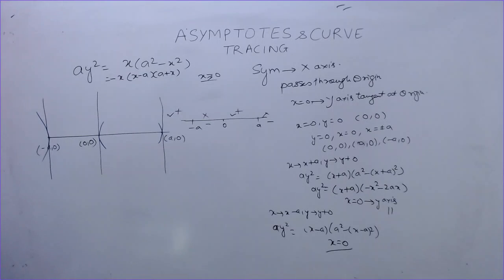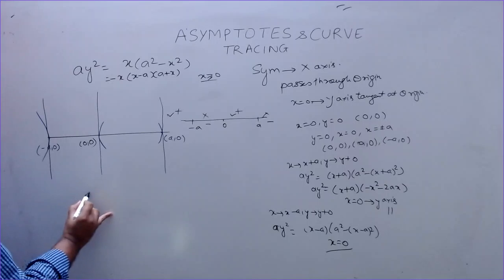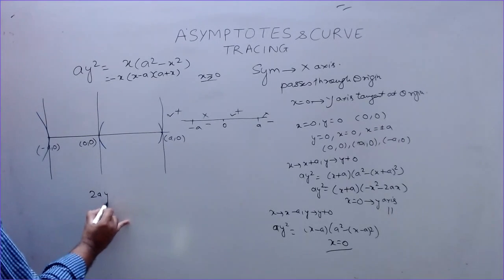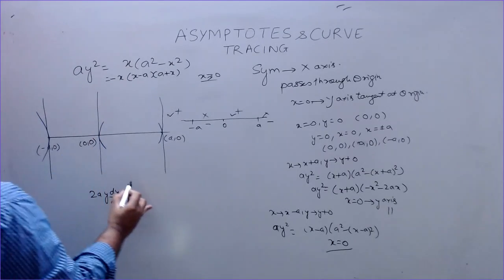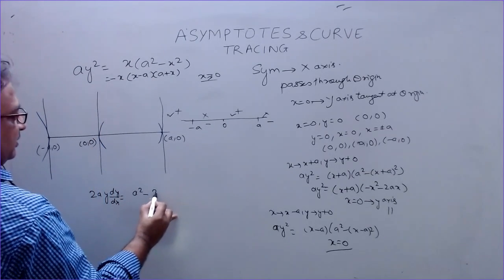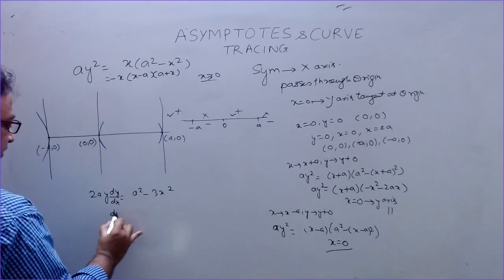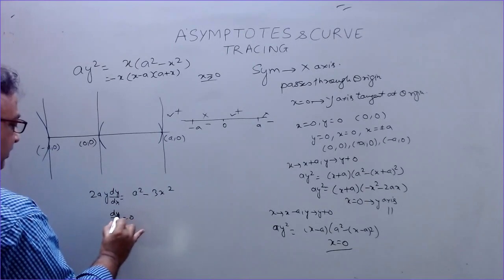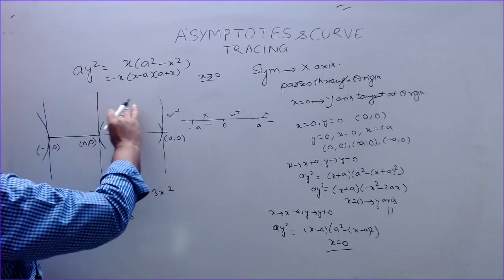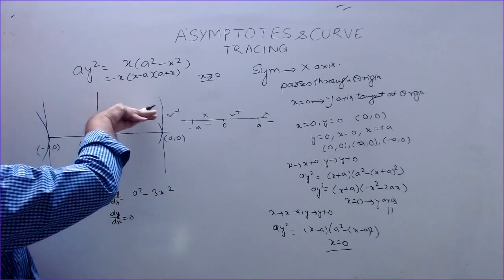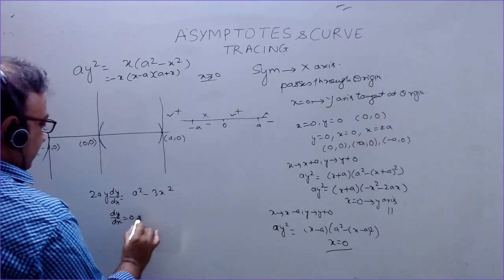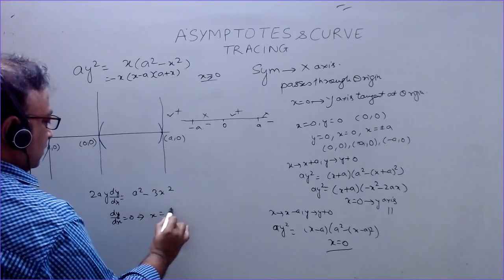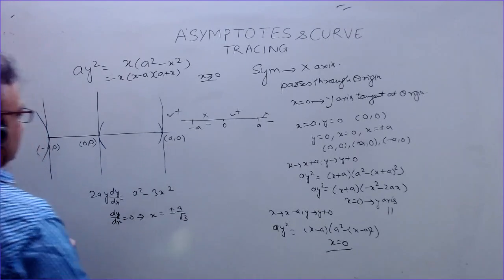how do we find the point of inflection? Differentiating, we get 2a y dy by dx equal to a square minus 3x square. So dy by dx equal to 0. Why do I put dy by dx equal to 0? Because the shape will be like this, so the tangent here will be parallel to the x-axis. So for that dy by dx is 0. So this gives us x equal to plus minus a by root 3.